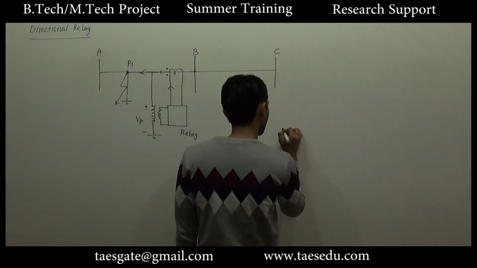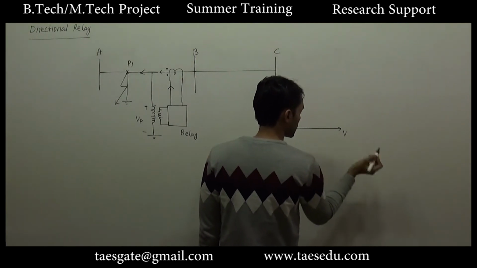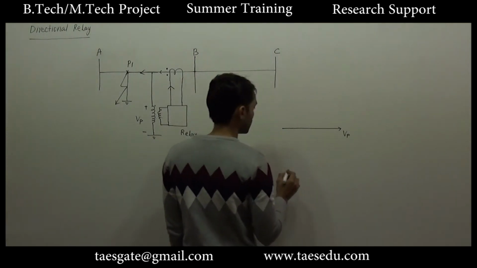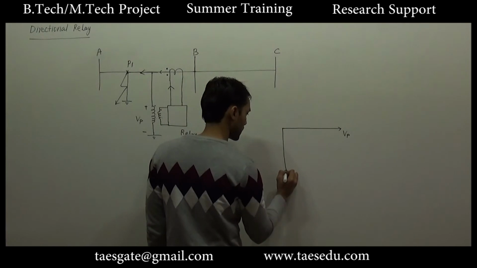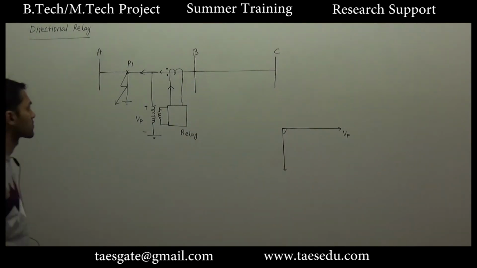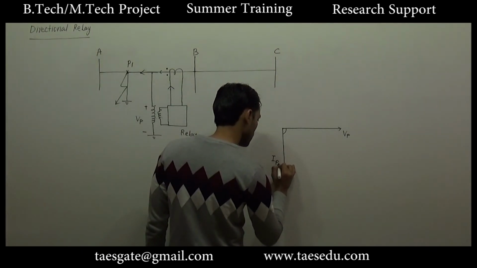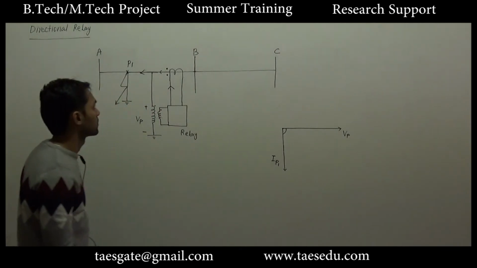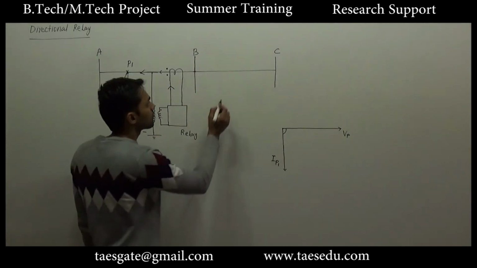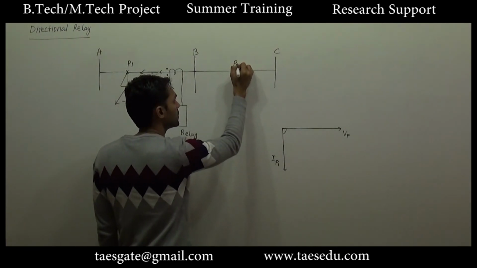So if I make the voltage as reference, the current will lag, this current will lag the voltage by 90 degrees. This is the fault current corresponding to fault at point P1. Now in the second case, consider a fault between bus B and C at point P2.